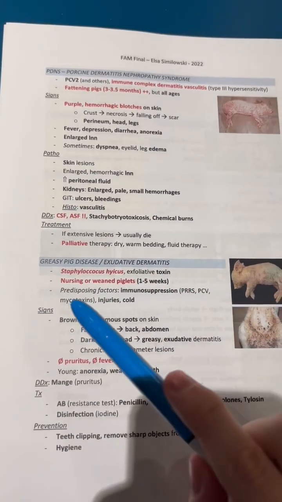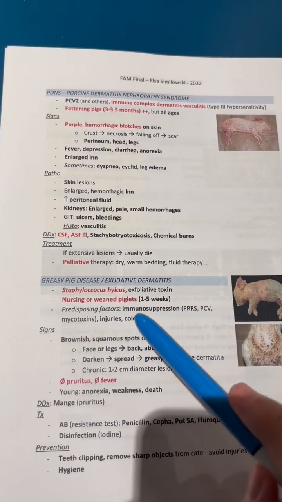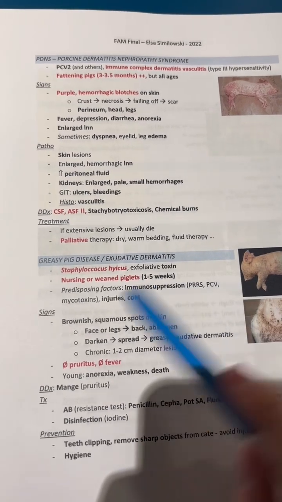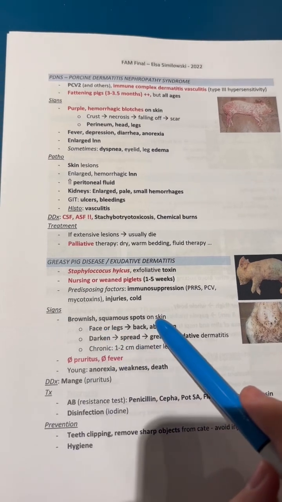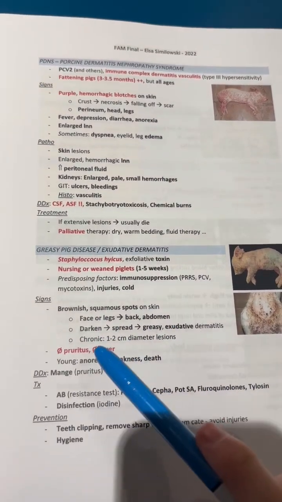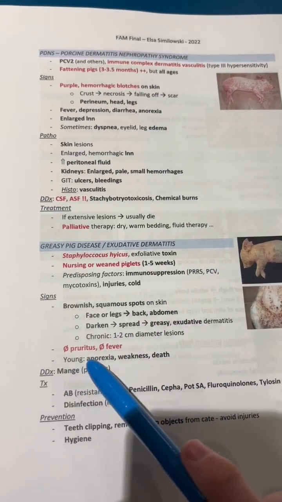It occurs in nursing or weaned piglets around 1 to 5 weeks old, and the predisposing factors are immunosuppression, especially from PRRS, porcine circovirus, mycotoxins, injuries, or cold. The signs are brownish, scaly spots on the skin, on the face or legs, back, or abdomen. They darken and then they spread, and they look greasy and exudative. There is no pruritus and no fever.